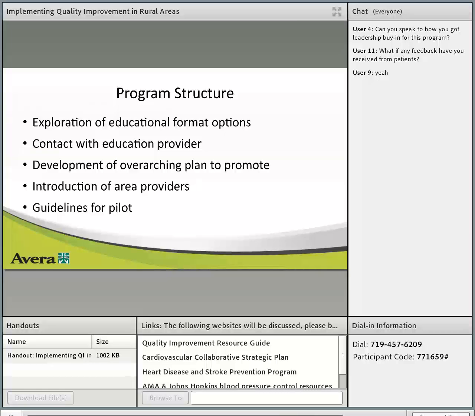We developed a guideline for that pilot. For instance, we wanted that education to be education only.